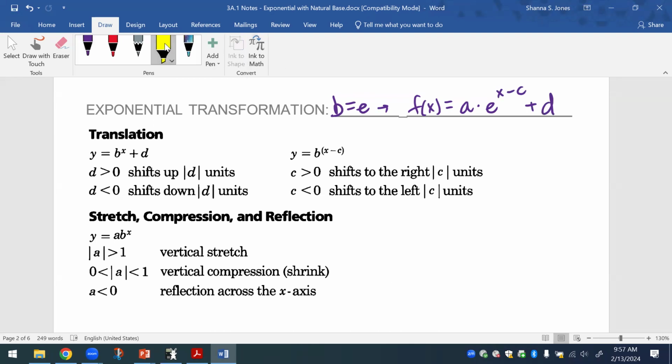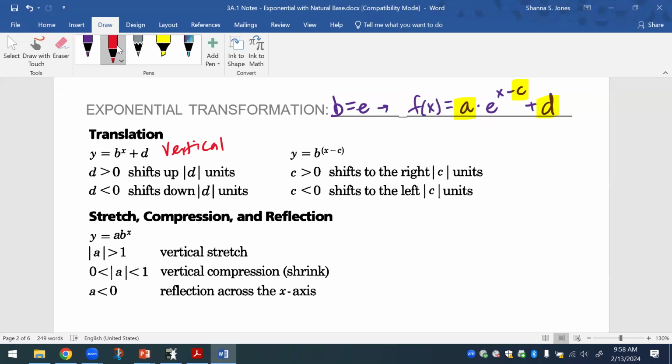Okay. Each piece has a role. Your A has a role, your C has a role, and your D has a role. So it makes it algebra. So starting off here, when you have your D, that's called a vertical translation. So that means we're going to be vertical. It's our vertical translation.